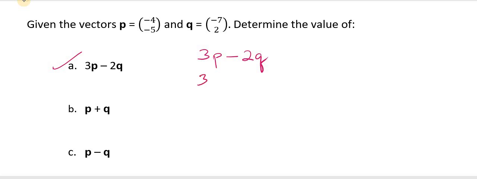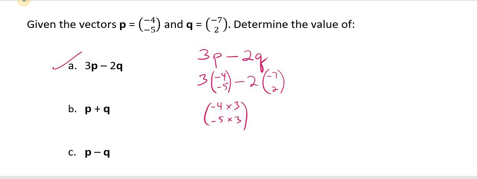All right, so 3 times the vector p. So what we'll do, we'll put brackets there, and we'll put the components -4, -5. Remember, the vector p is defined with components -4, -5, and that's what we put here to replace p. We're going to replace the q as well with what is defined as -7, 2. And then we're going to multiply each component of the vector by 3. So the long way would be to actually put -4 times 3, then -5 times 3 as well. So we basically distribute the 3 to each component in the bracket.